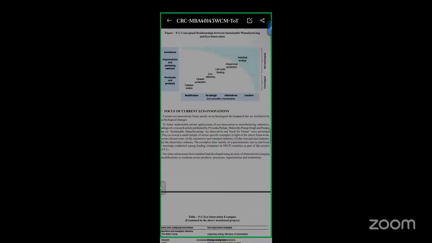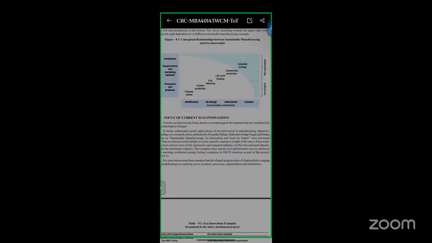we have pollution control, cleaner production, eco-efficiency, life cycle thinking, closed loop production, how it happens, and industrial ecology. This is not technological, and the remaining part is technological part.